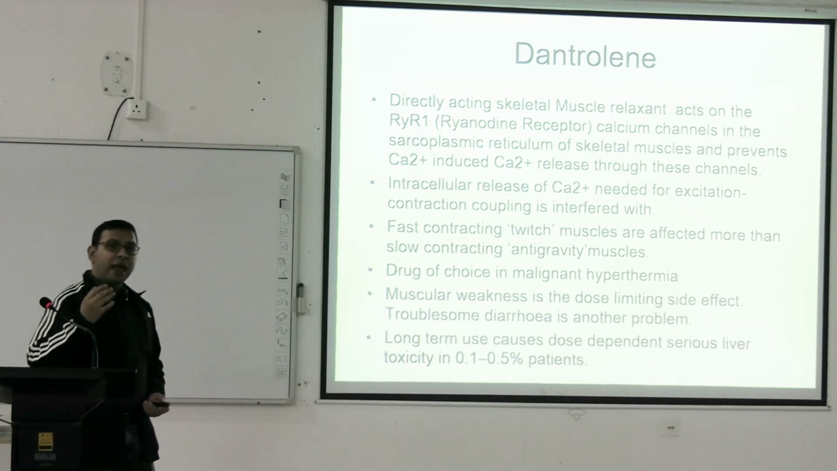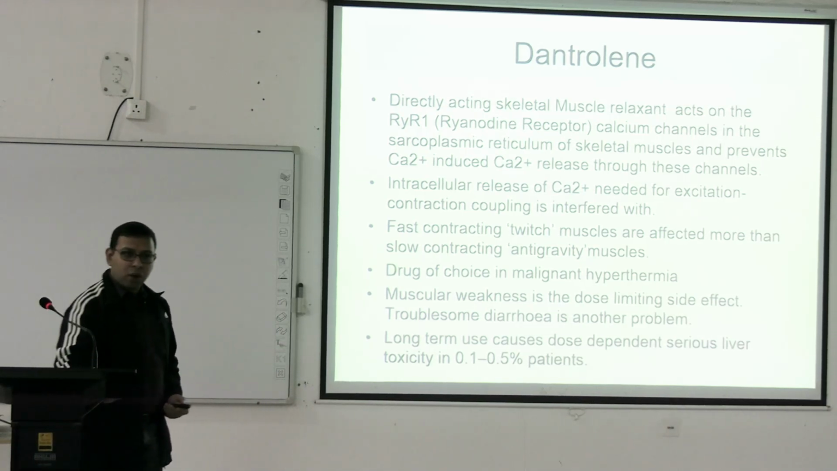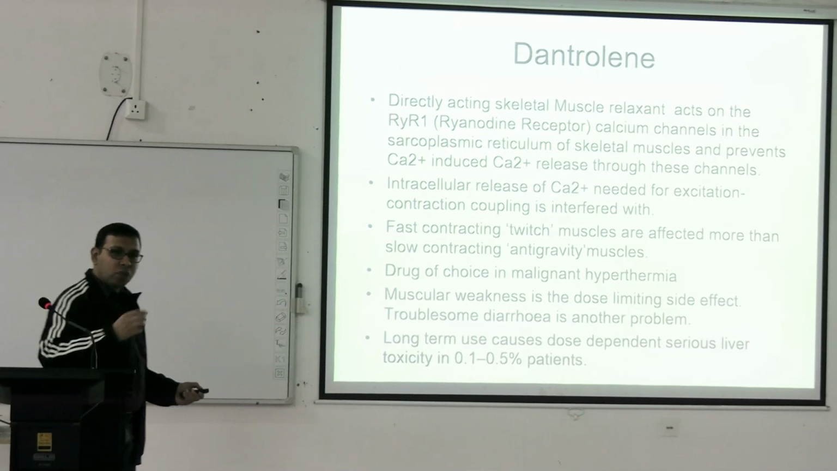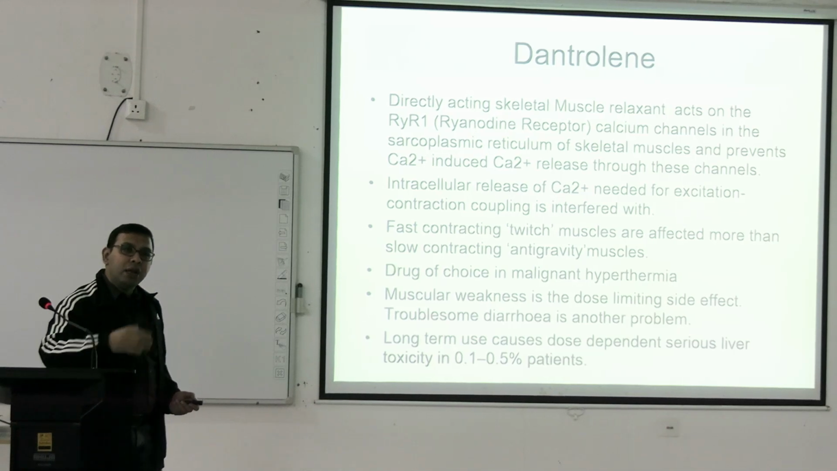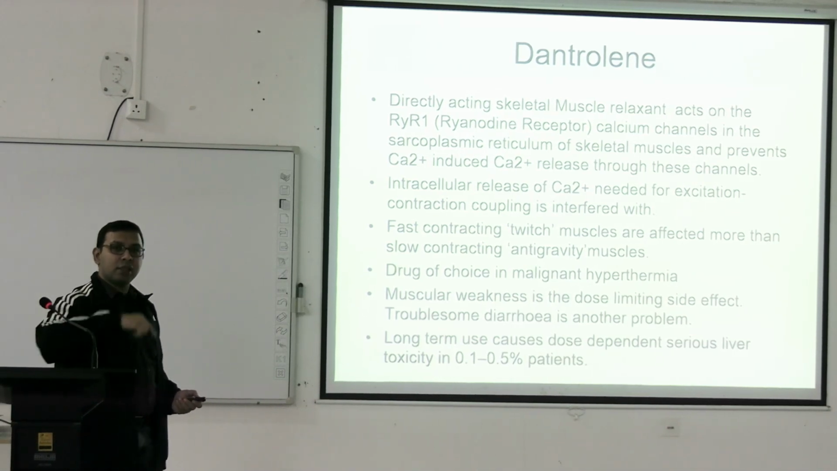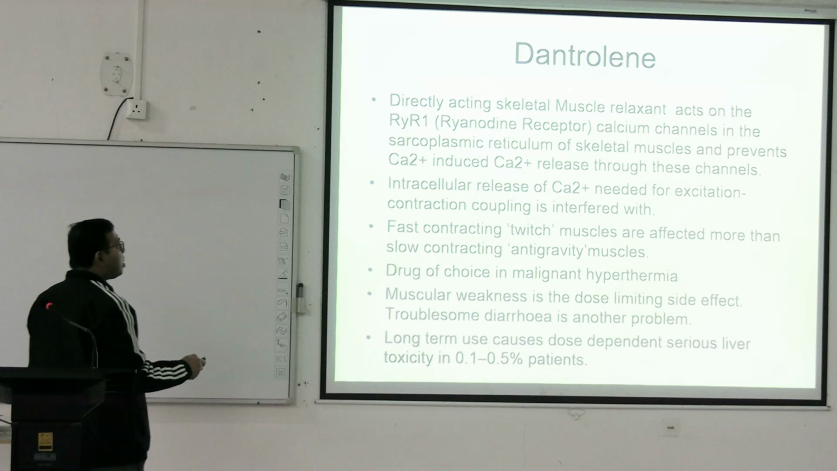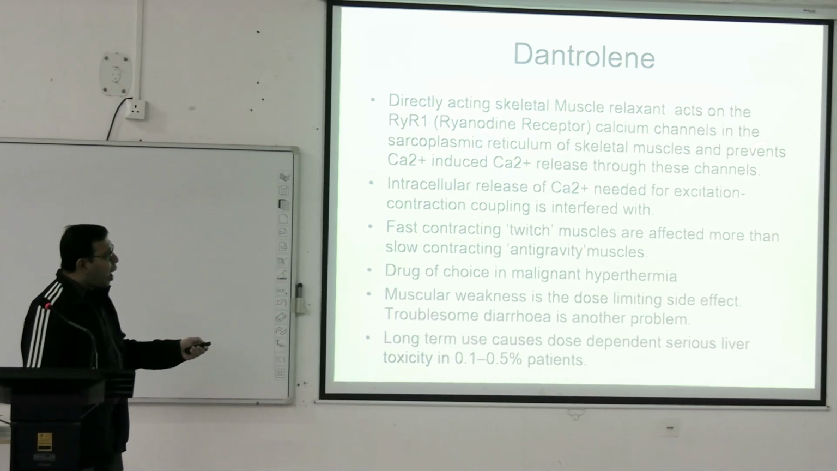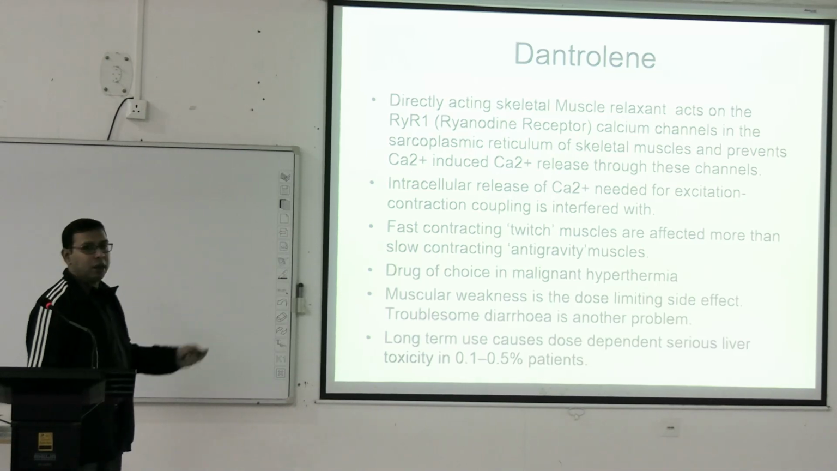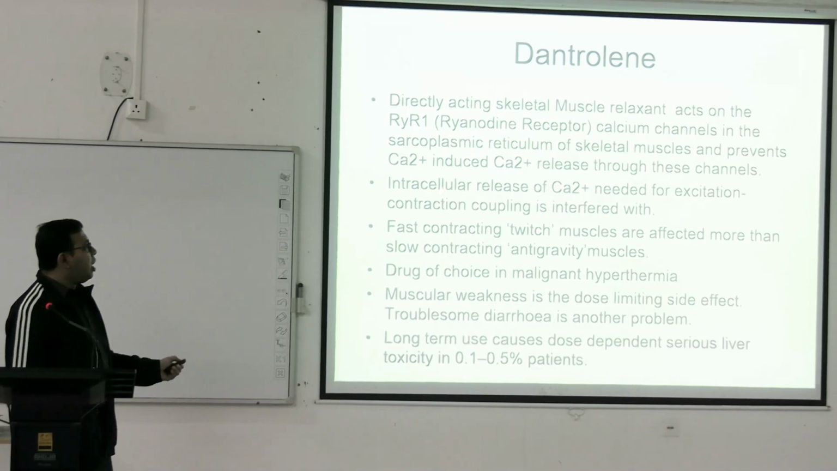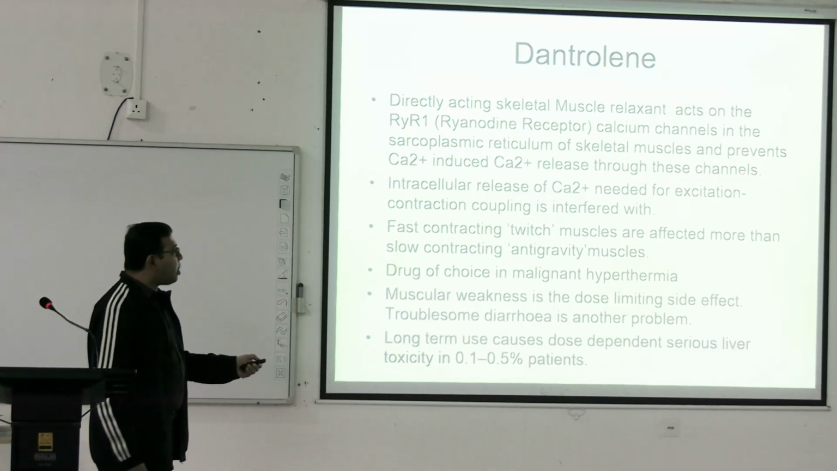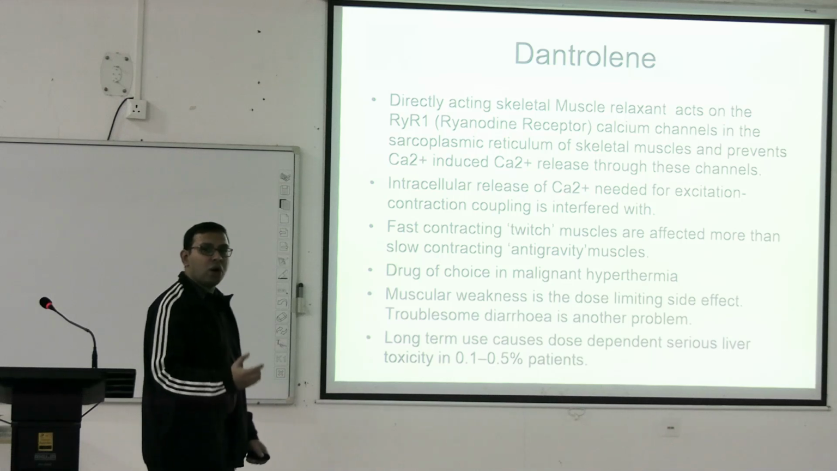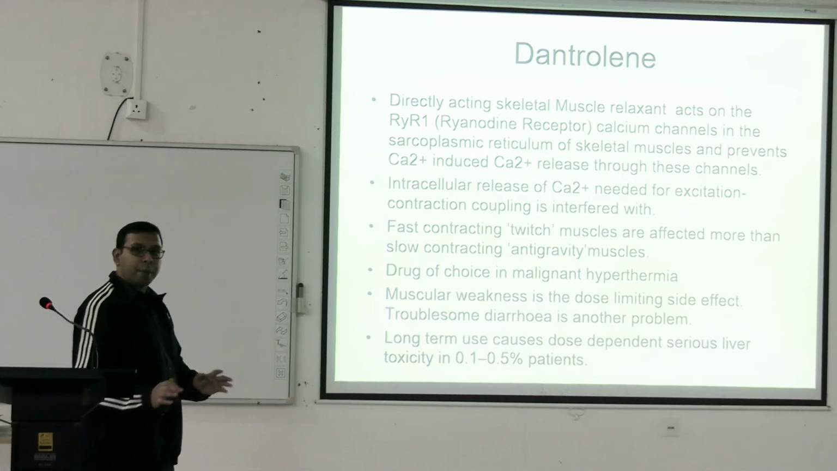Usually you know the calcium is needed for the muscle contraction, and when the calcium comes, it attaches with the ryanodine receptor and calcium induced calcium release happens, and ultimately this cycle continues. So when dantrolene is given, it attaches with this ryanodine 1 receptor and prevents this calcium induced calcium release. So the calcium release is prevented. Intracellular release of the calcium needed for this excitation contraction coupling is interfered with. So they basically act on the excitation contraction coupling portion of the muscle contraction.